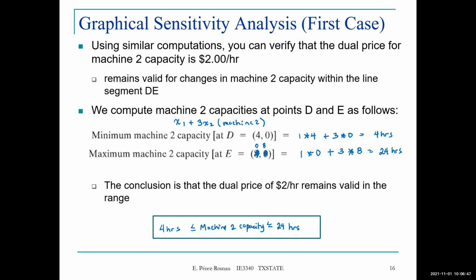So as long as you keep the capacity of machine 2 within 4 hours and 24 hours, your rate of change is going to remain $2 an hour.